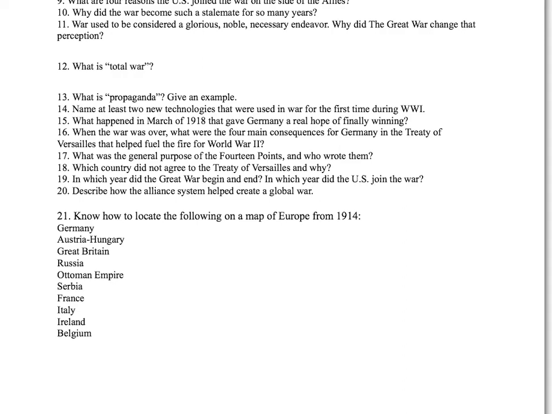And so what you're going to look at on the test is that empire map. Germany, Austria-Hungary, Great Britain, Russia, Ottoman Empire, which goes away after World War I, Serbia, France, Italy, Ireland, and Belgium. So just find a map of Europe 1914 and know that you can spot those things. It'll be your normal kind of map. I put the letters on it and you just have to match it.